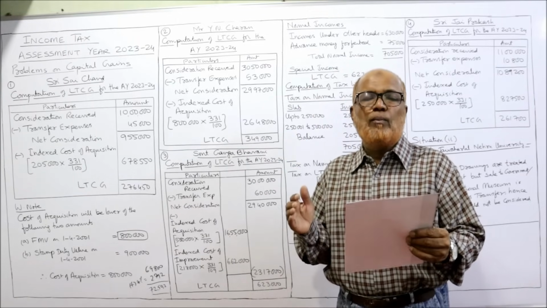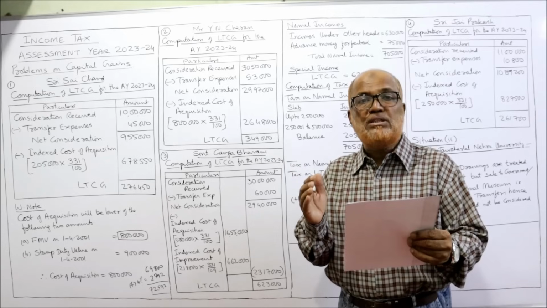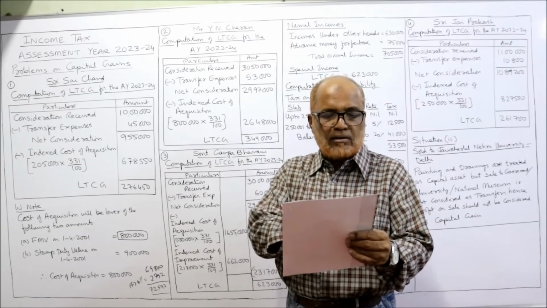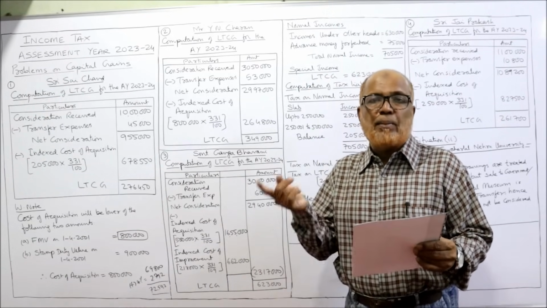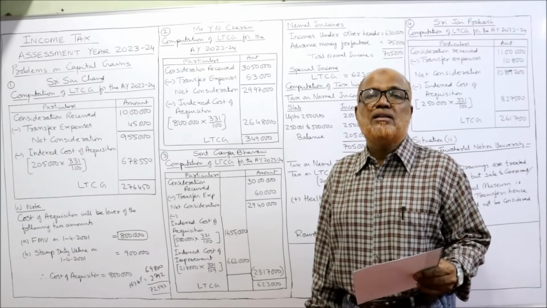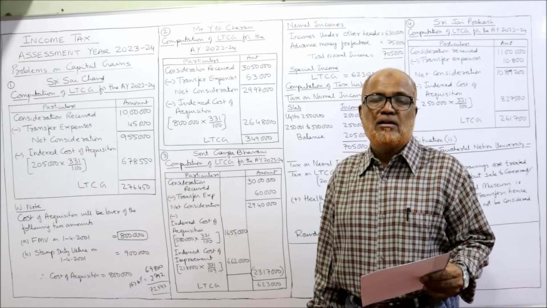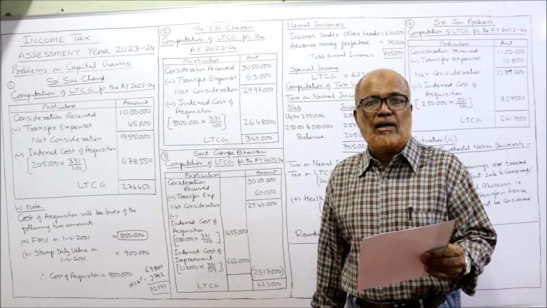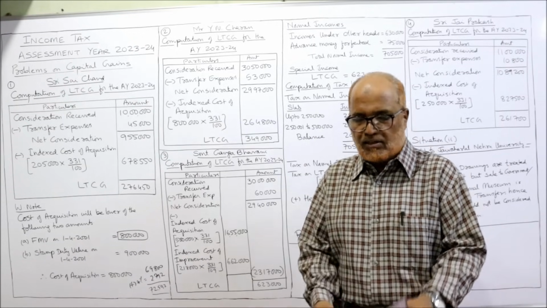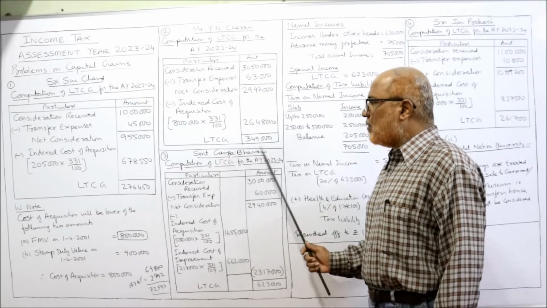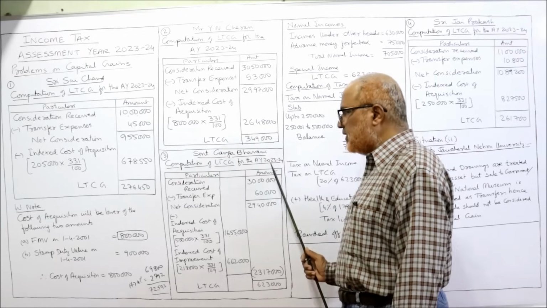The improvement was made in 2003-2004, so at the time of making the improvement, the index is 109. The house was purchased in 97-98, so we'll take the index as 100. So cost of acquisition 100, cost of improvement 109, and current previous year 331. That's it. Now, computation of LTCG of Srimati Ganga Bhavani for the assessment year 23-24.